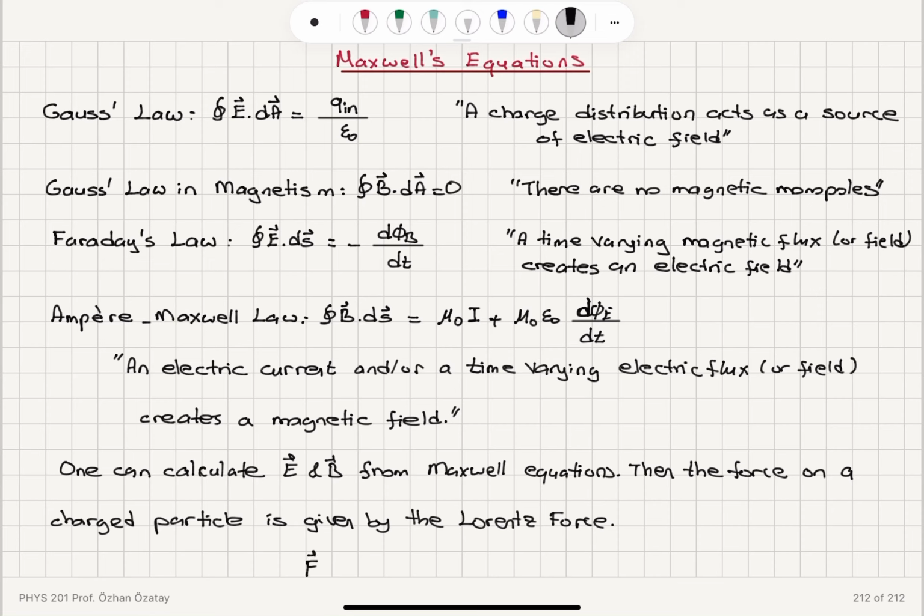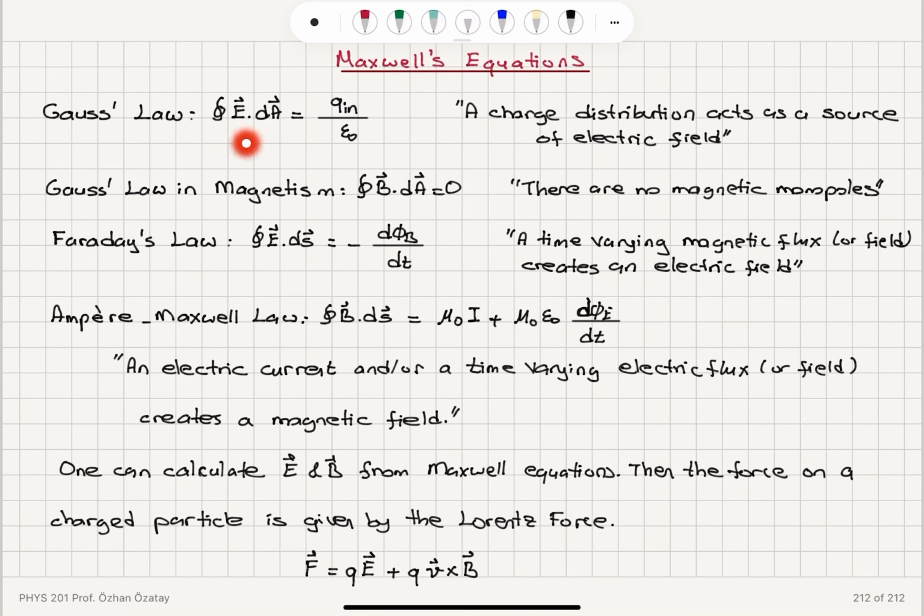F is equal to Q times the electric field, if you know the electric field, plus Q times the velocity of the charge cross product with the magnetic field it is subject to. So that's the Lorentz force. So in summary, Maxwell's equations tell us what creates an electric field and what creates a magnetic field.